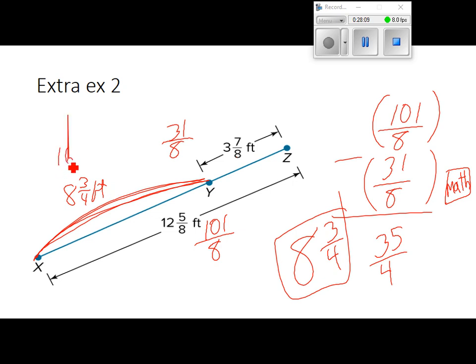Give me a number that would not have made sense if we got the answer here. 13 and a half. 16 and a half. How come that wouldn't make sense? All right, so you're saying this part's 16 and a half, and the whole thing's only 12. That doesn't make a whole lot of sense.